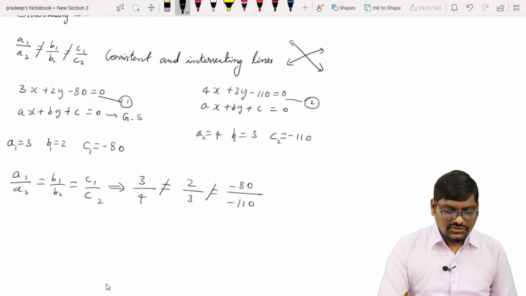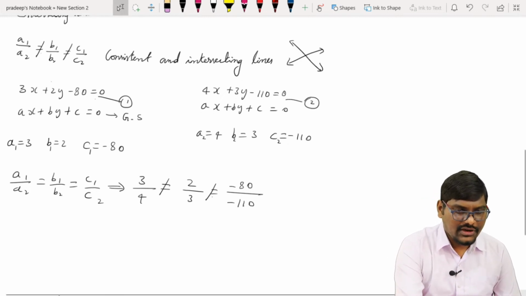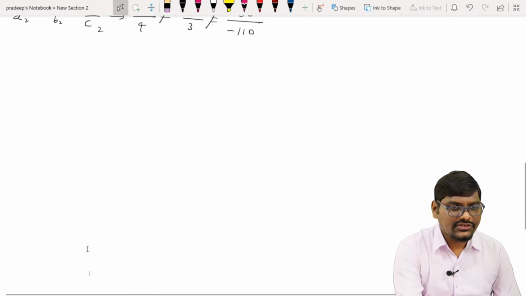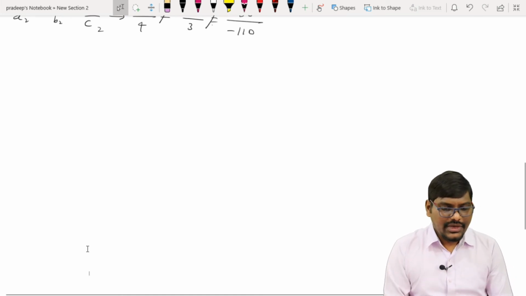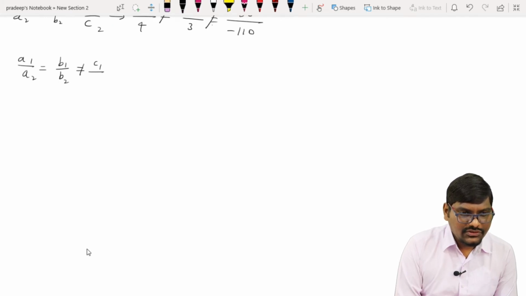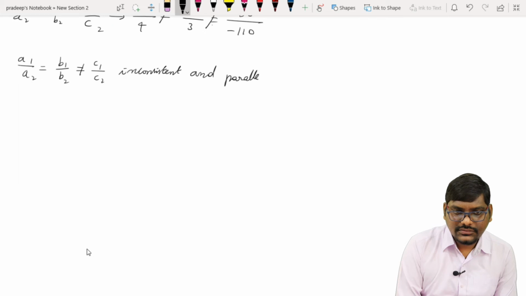Alright, so this is the first form. Let's see the second form. We have done with intersecting lines; let's see parallel lines. The rule for parallel lines is a1 by a2 is equal to b1 by b2, where this is not equal to c1 by c2. This we will say is inconsistent, and they are parallel lines. So one line is parallel to the other.